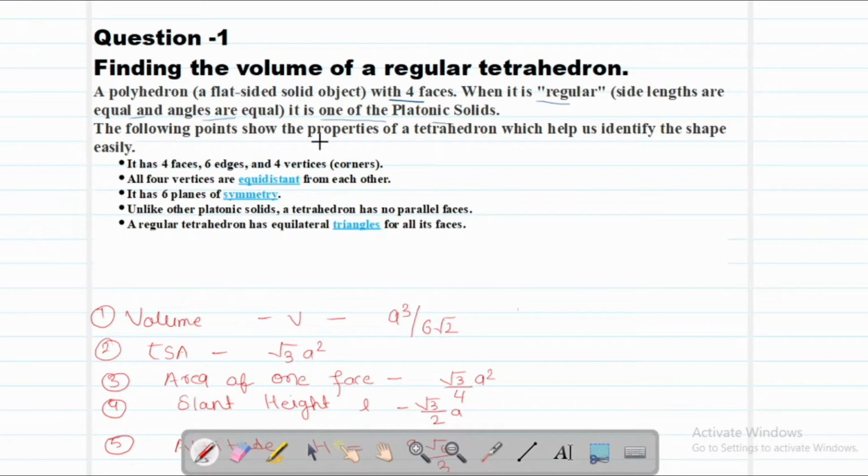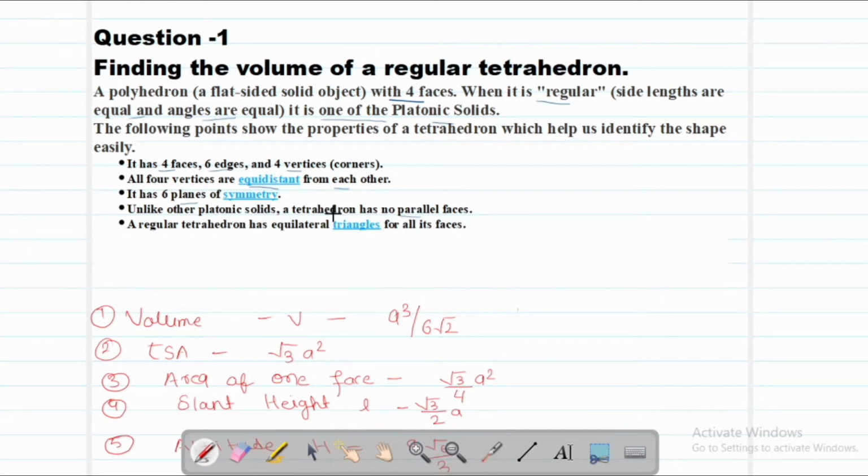The following points show the properties of the tetrahedron which help us identify the shape easily. Basically, a tetrahedron has four faces, six edges and four vertices. Vertices are basically corners. All vertices are equidistant from each other, and there are six planes of symmetry. Unlike other platonic solids, a tetrahedron has no parallel faces.